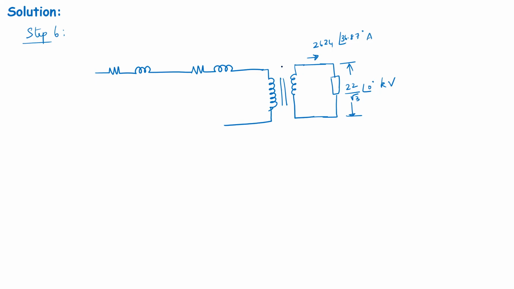This is a 10:1 transformer. So the reflected voltage VA dash is 220 divided by root 3 at an angle of 0 degree in kilovolts. And the current that is reflected, which is the series current in this circuit, is 262.4 at an angle of plus 36.87 degrees. And the impedance of the transformer is 1 plus J5 ohms. And the impedance of the feeder is 0.5 plus J1 ohm.